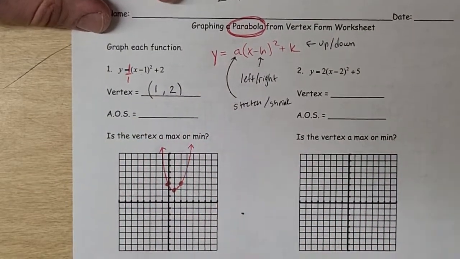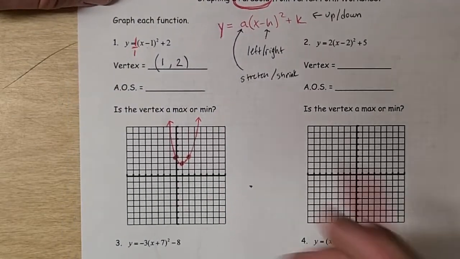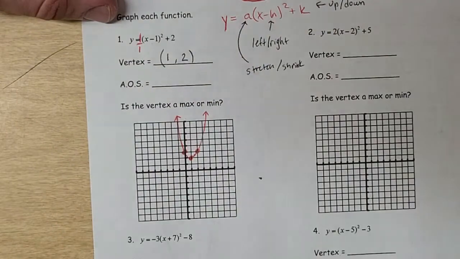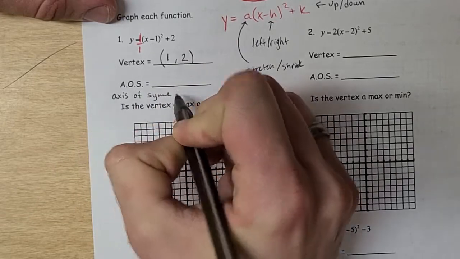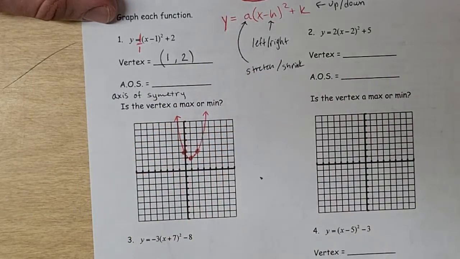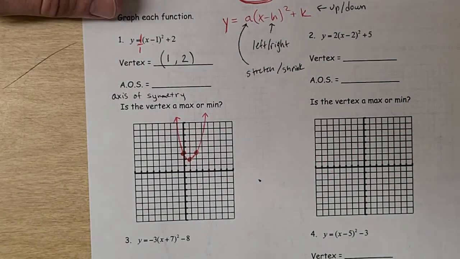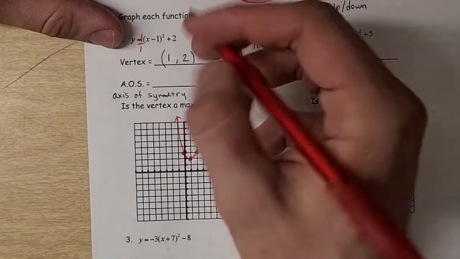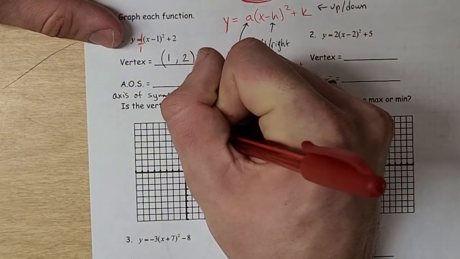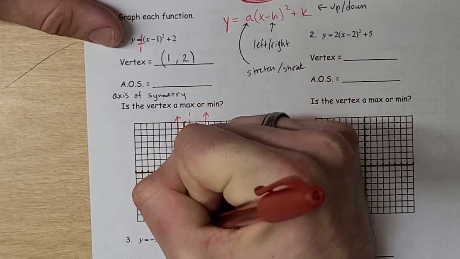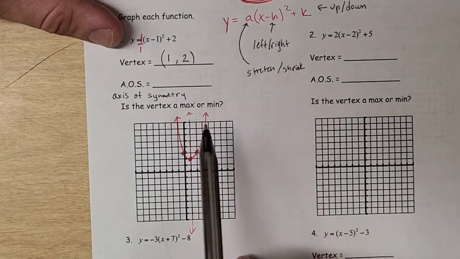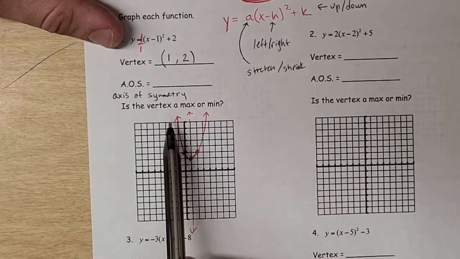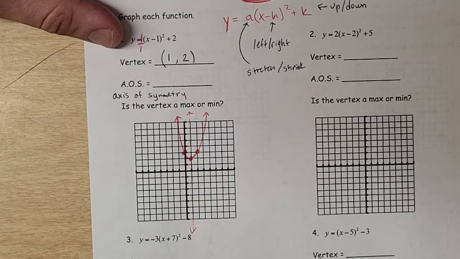AOS, and then is the vertex a maximum or a minimum? So let's talk about that for a second. AOS stands for axis of symmetry. Spelled that wrong. I think there's 2 M's there. Yeah, axis of symmetry. And that's talking about this line that goes straight down the center. Something like that, right? It cuts your parabola in half, perfectly in half, I might add, meaning the left-hand side should be a beautiful mirror image of the right-hand side.